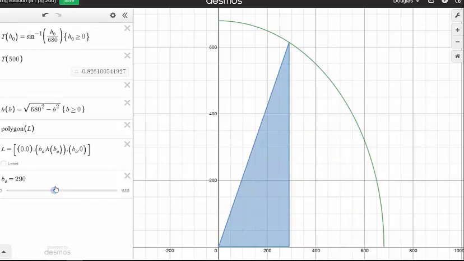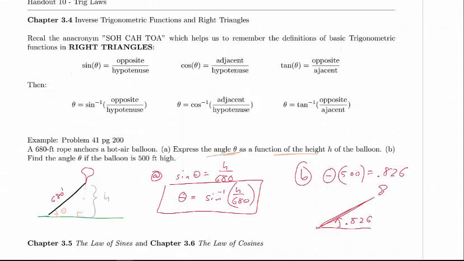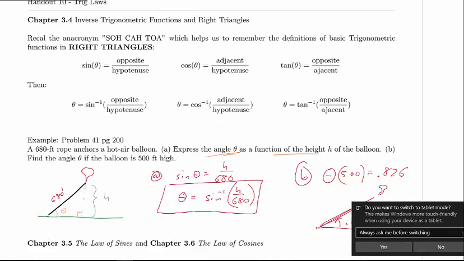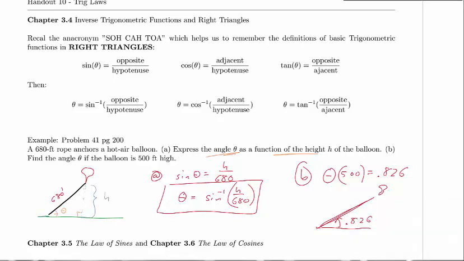Nice little demonstration there. So we now move on to the law of sines and law of cosines as outlined in chapter 3.5 and 3.6. A little bit of jumping around this next part between those two sections, so I just have them both listed right here.